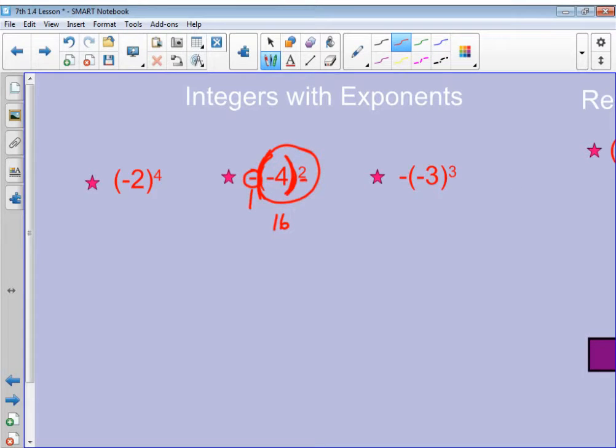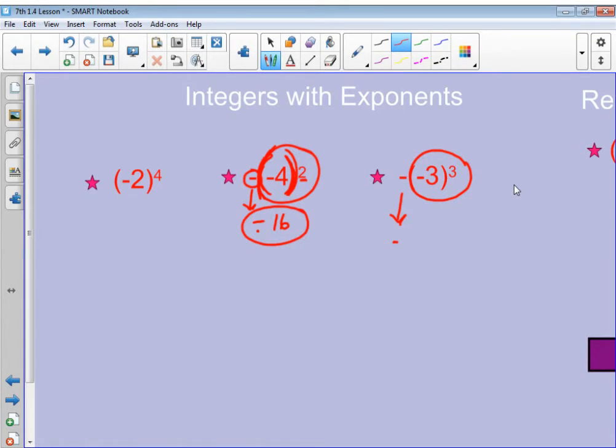Now, because that negative is on the outside, I now apply that. So my final answer would be negative 16. Really what this is saying is, what's the opposite of negative 4 squared? Negative 4 squared we said is 16, and the opposite would be negative 16. Okay, so let's have you try this one. You're going to simplify this first, and then bring down your negative onto your answer. You may have to simplify after that even.